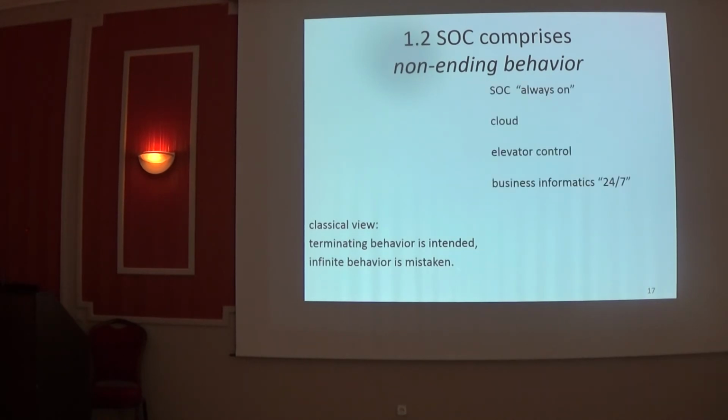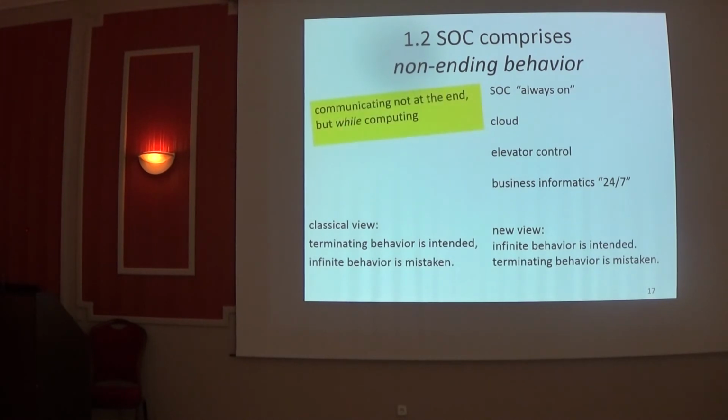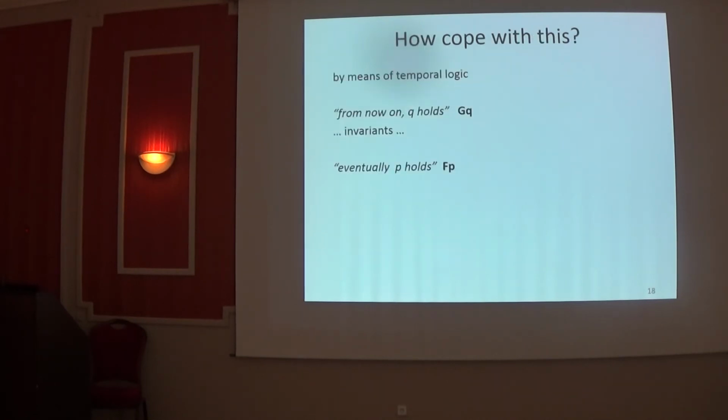So in our world, the service orientation, the systems are always on. The cloud doesn't close in the evening and open in the morning. An elevator control runs always, and business informatics also. So the view is that infinite behavior is intended, and finite behavior is a mistake. Just the reverse of the classical view. And how come? Well, because we have communication while the system is running, not at the end of the computation, but during computation. Okay. And how do we cope with this?